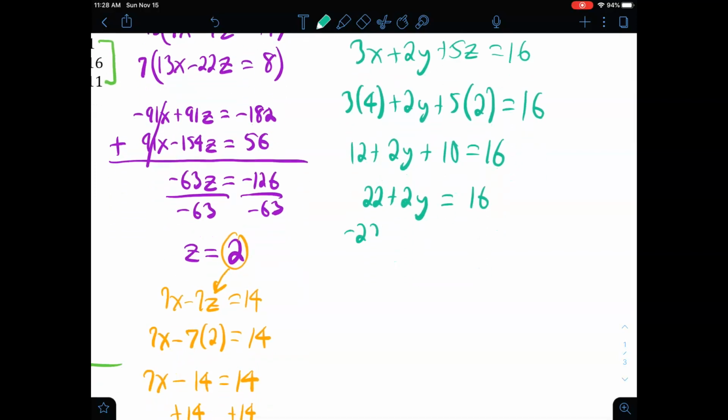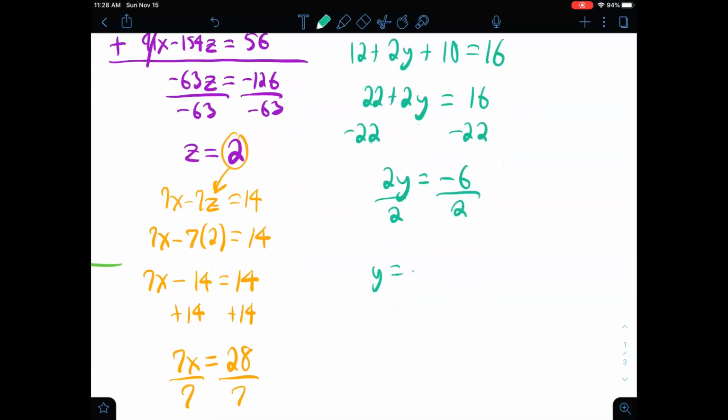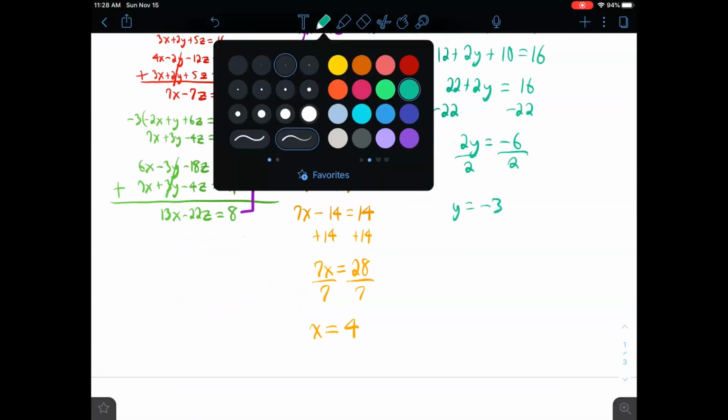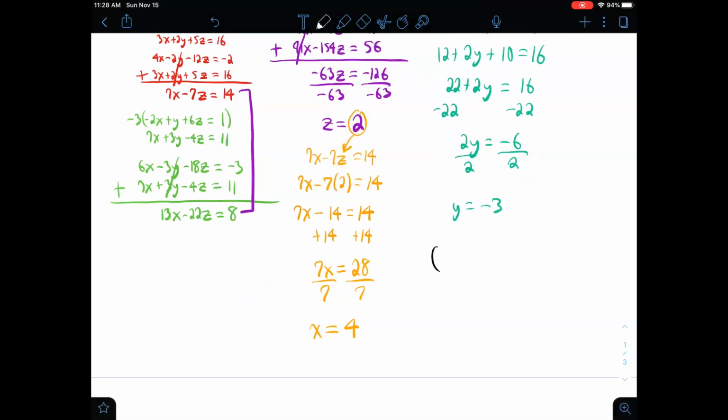Solve for y by subtracting 22. 2y equals 16 minus 22, which is negative 6. Divide by 2. We get y is equal to negative 3. So our final answer, we've got x, y, and z now. Our final answer is going to be the ordered triple 4, negative 3, and 2, x, y, and z.